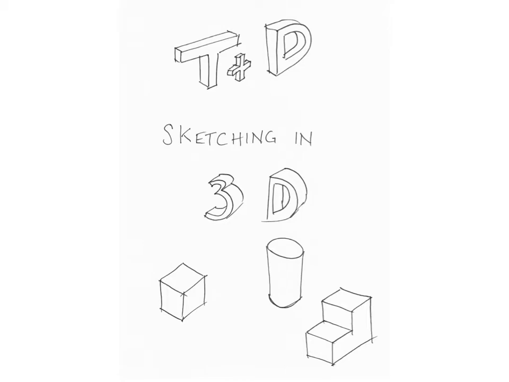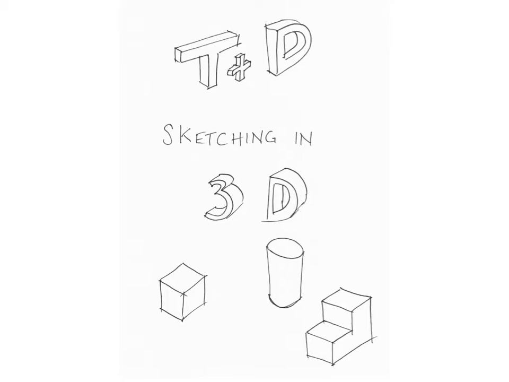When we draw things on a flat page, we can represent them in both 2 dimensions or 3 dimensions, and 3 dimensions allows you to draw them so that you can show depth as well as width and height. So there's a couple of wee examples on the screen: first of all the words "sketching in", that's in 2 dimensions, whereas "T and D" is in 3 dimensions.